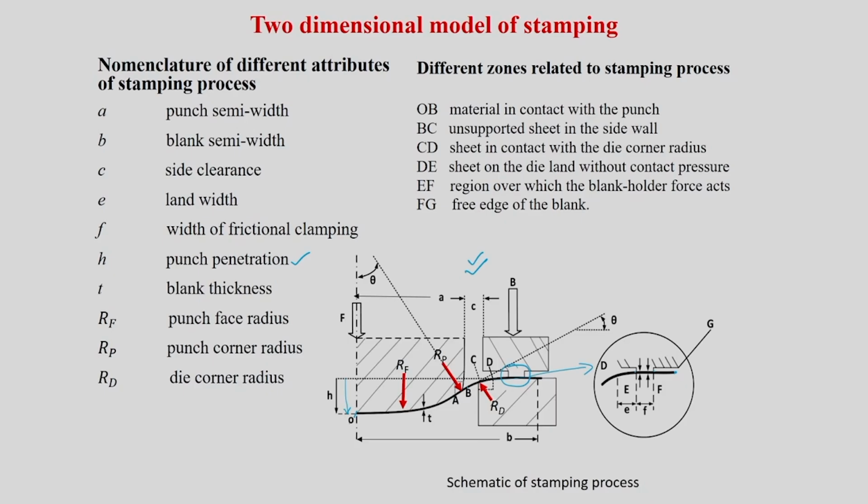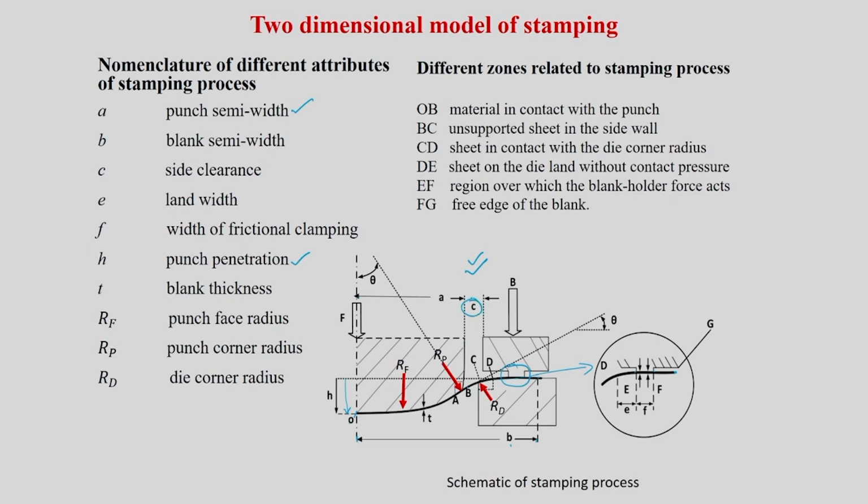With respect to the punch, we are going to call this A the punch semi width. From the center axis to this particular portion is one half of the punch, so we call it the punch semi width, A. And then you are going to have this B. B is called the blank semi width. Blank means sheet, so sheet semi width, one half of the width. This is B, from this axis to this end.